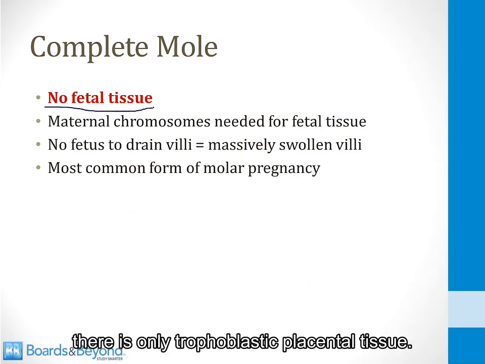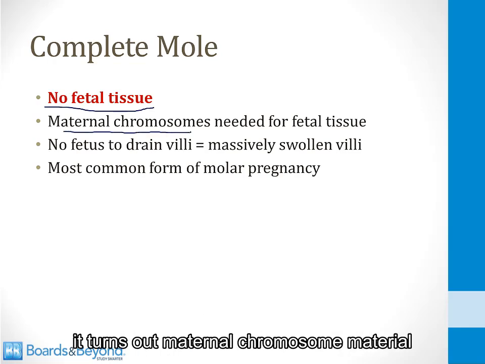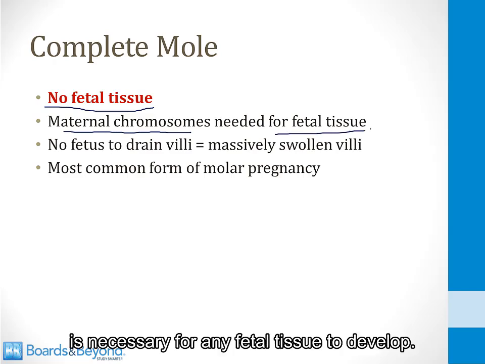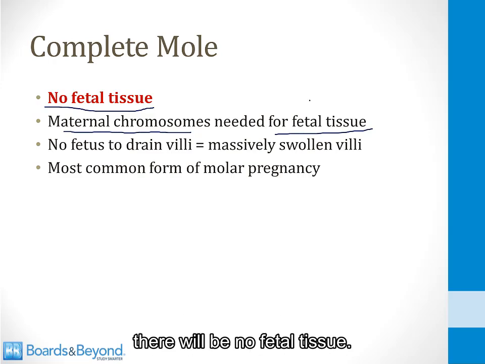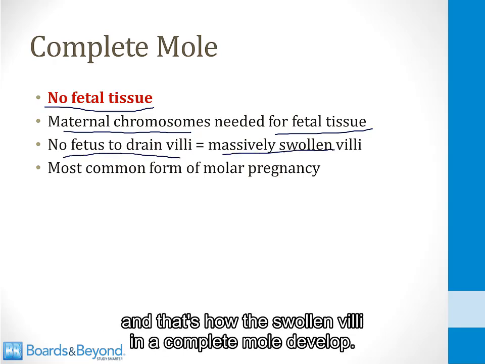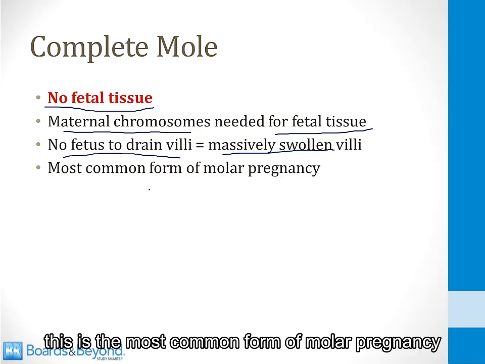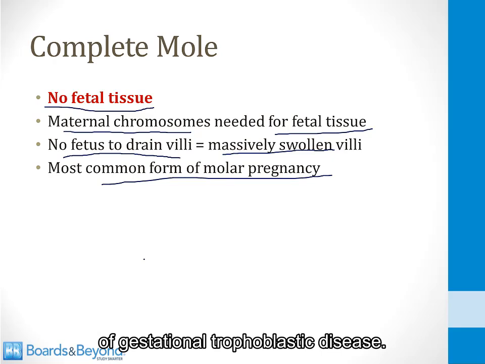In a complete hydatidiform mole, there is no fetal tissue. There is only trophoblastic placental tissue. The reason for this is because it turns out maternal chromosome material is necessary for any fetal tissue to develop. So in a complete mole with only paternal chromosomes, there will be no fetal tissue. With no fetus to drain the villi of blood, the villi become massively swollen, and that's how the swollen villi in a complete mole develop. And as I mentioned before, this is the most common form of molar pregnancy, and a hydatidiform mole is the most common type of gestational trophoblastic disease.